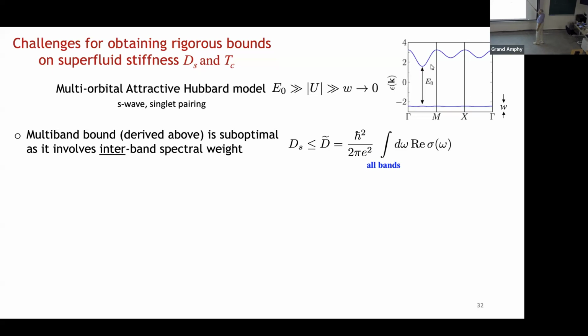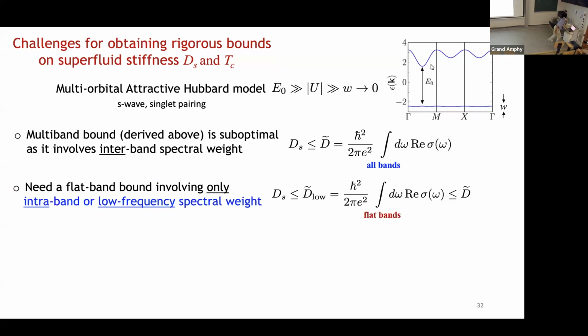It involves optical spectral weight going to higher bands, which is totally irrelevant. Because actually, it's only the intra-band optical spectral weight here that should really contribute to the stiffness if the interaction is much smaller than the gap to other bands. Okay, so we need to find a better bound.